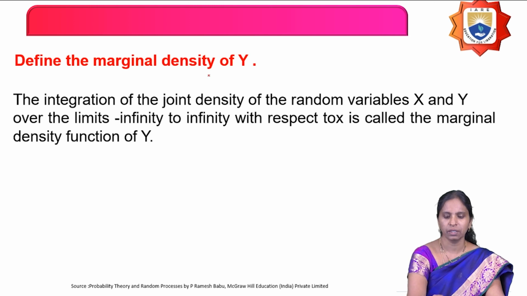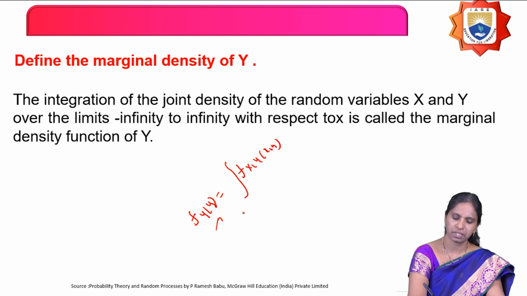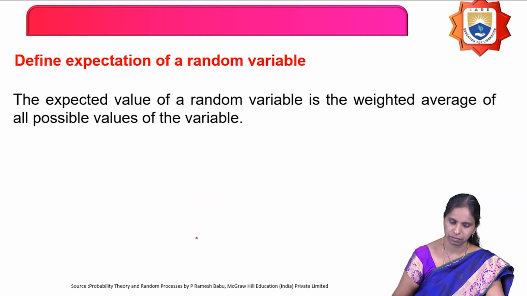The next one is: define the marginal density function of Y. Similarly, how can you obtain the marginal density function of Y? You have to integrate the joint density function of the two random variables X and Y with respect to x over the limits minus infinity to infinity. That is the marginal density function of the random variable Y.